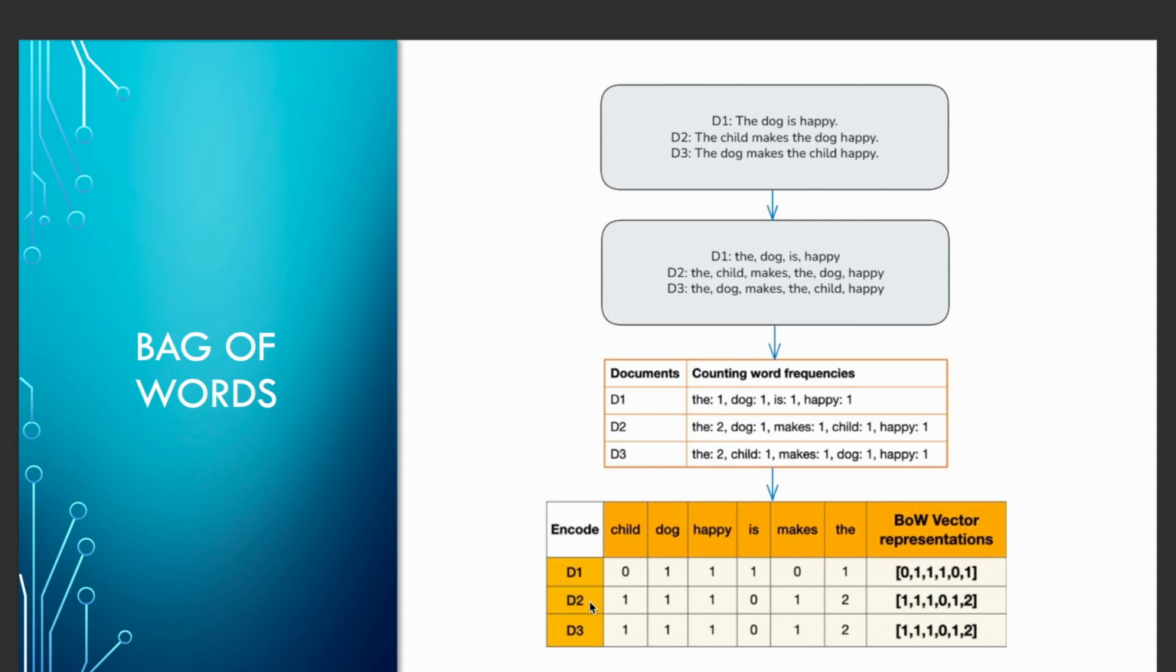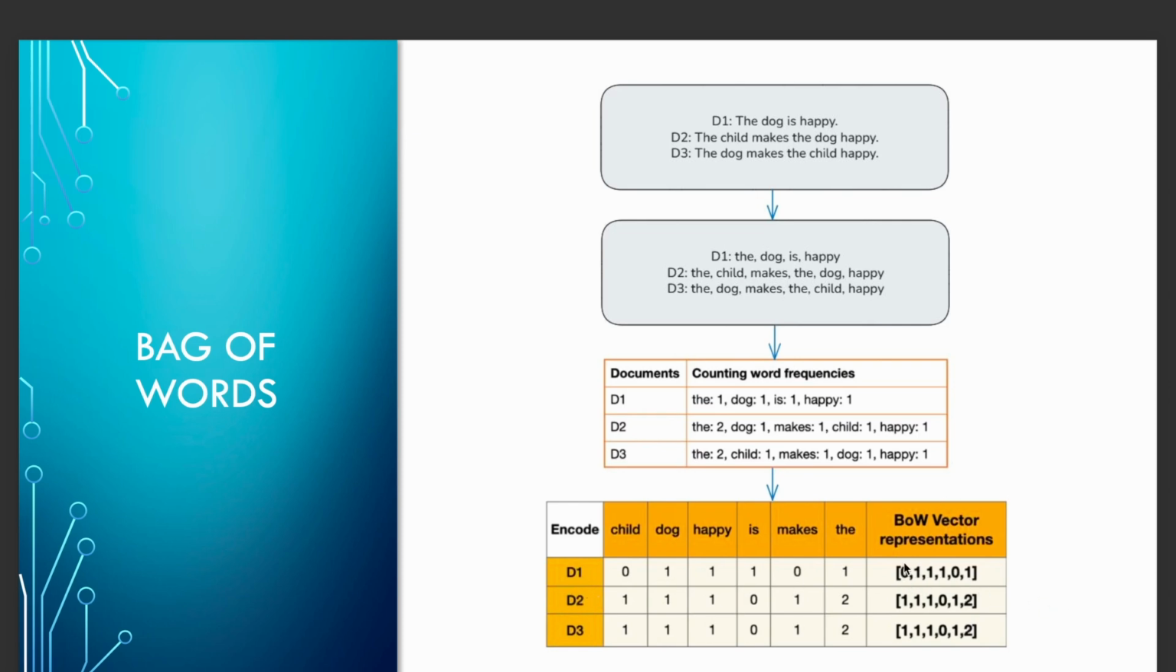And for D2, we have the count for word child is 1, the frequency for dog is 1, happy is also 1, is is 0, max count is 1, and the count is 2. And similarly D3. So as you can see, if you put all of them together, if you put the first row, then we'll get the vector representation of D1.